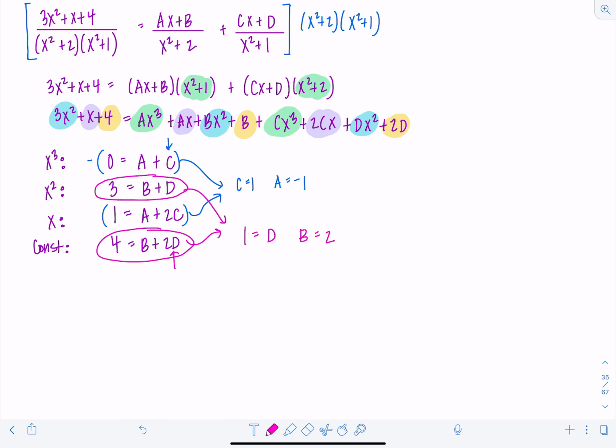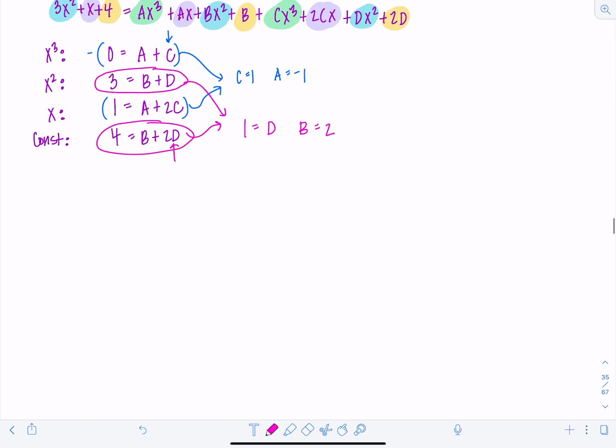All right, so let's put everything together now that we found a, b, c, and d. So we have the integral of, a was -1, so I have -x, b was +2. That goes over x squared plus 2, plus I have x plus 1 over x squared plus 1 dx.